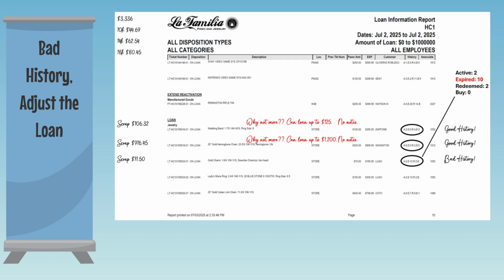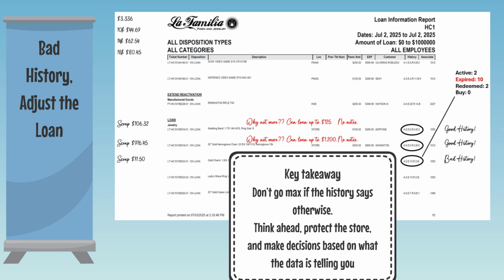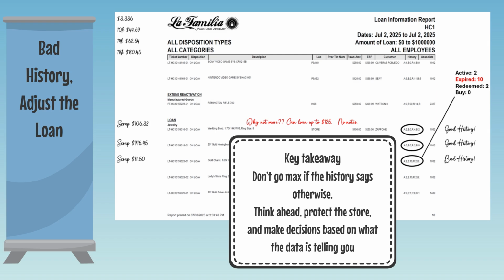If it's a sellable piece, we might have to go ahead and do the $70. That's part of pawnbroking, weighing the risk, negotiating, and making it work. But the key takeaway, don't go to the max if the history says otherwise. Think ahead, protect the store, and make decisions based on what the data is telling you.